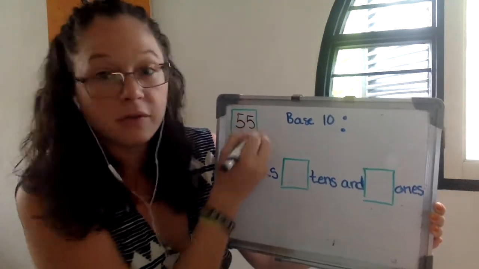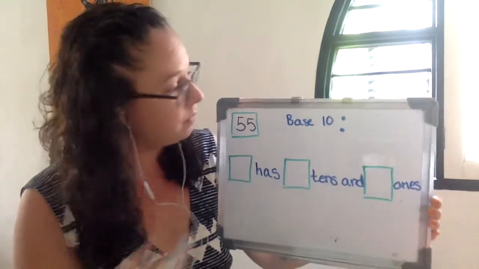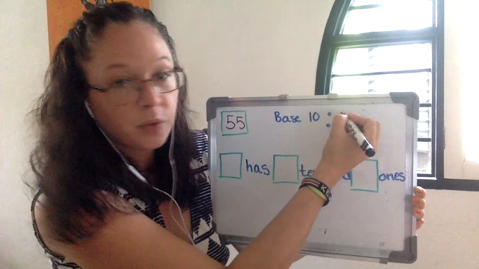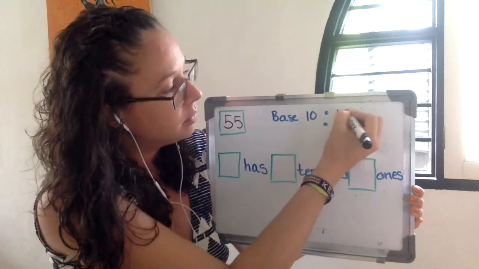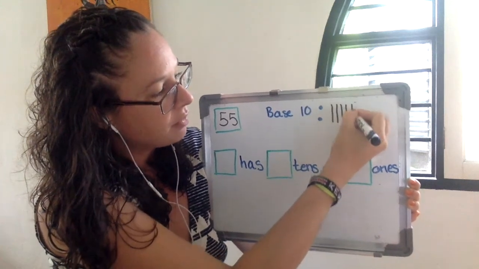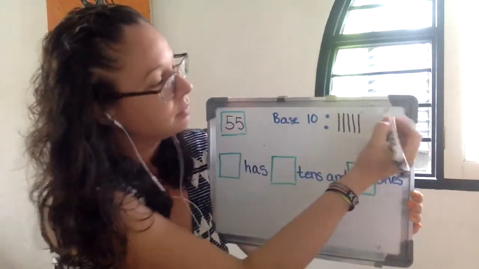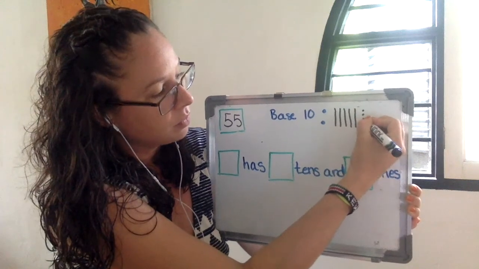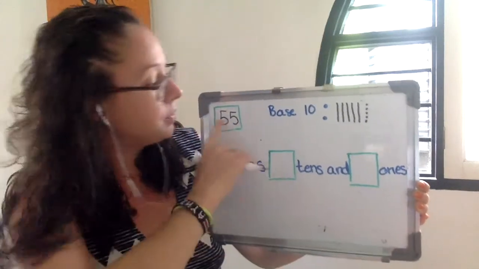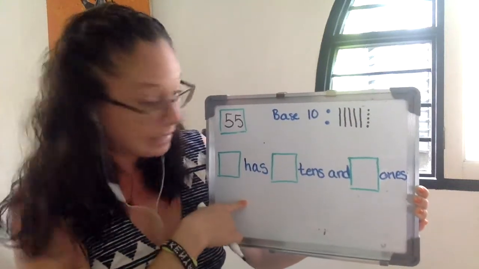Starting with the number 55, we're going to draw this as though we were using the base 10. I know 55 has 5 tens, which we'll draw as lines. 1, 2, 3, 4, 5, and 5 ones, which we'll draw as dots. 1, 2, 3, 4, 5. Now, I can use this number or the base 10 representation to fill in this number sentence.